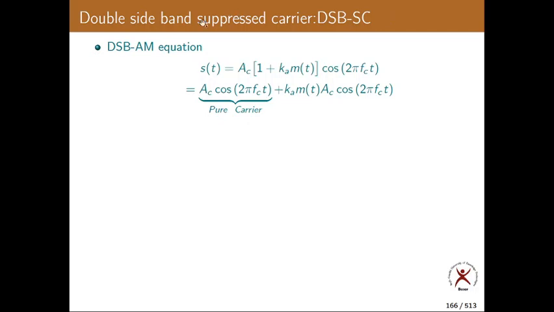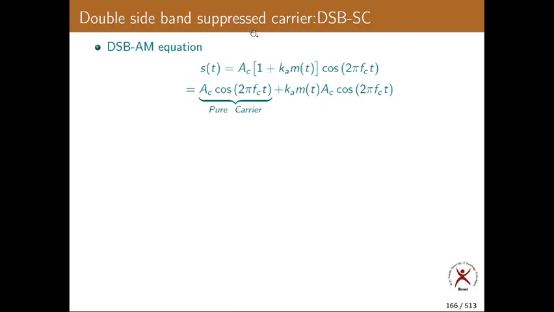Now, DSB-AM, I told you already, AM is also known as DSB-AM. DSB stands for double sideband. So this is the DSB-AM equation, and this is the pure carrier. Now what I am asking is just remove this carrier, because it is wasting our power. It is eating our power even though it is not carrying any information. It is consuming our power, which leads to poor power efficiency. You can remove this because anyway it does not have any information that is useful to us.